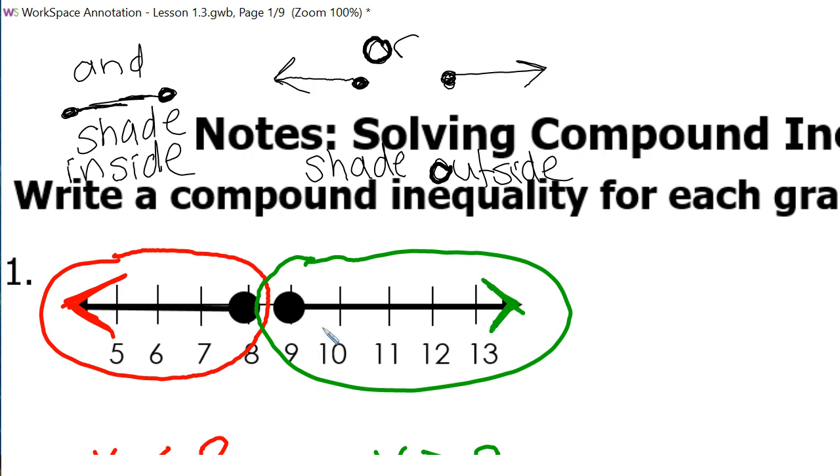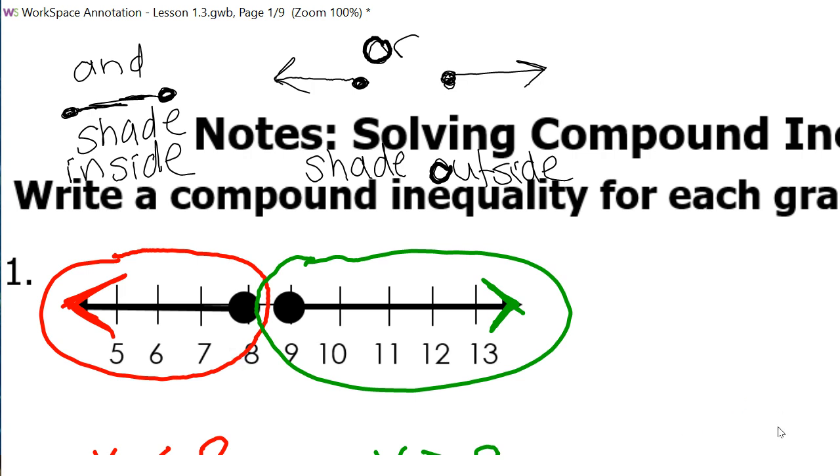Now something I do need to point out, this is the most common mistake students make. They forget the word or. So if you forget your conjunction, it's no longer a compound inequality. Just like a compound sentence. A compound sentence is two sentences joined together by a conjunction. Remember those FANBOYS? For, and, nor, but, or, yet, so? So just like a compound sentence, this is a compound inequality. We have two inequalities joined by a conjunction. So make sure you have that conjunction or.